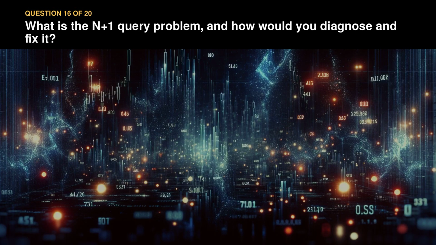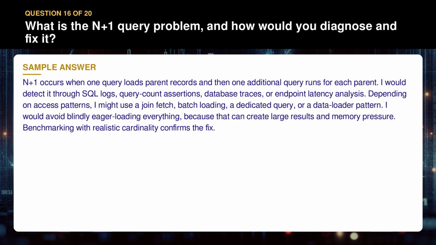Question 16. What is the N+1 query problem, and how would you diagnose and fix it? N+1 occurs when one query loads parent records and then one additional query runs for each parent. I would detect it through SQL logs, query count assertions, database traces, or endpoint latency analysis. Depending on access patterns, I might use a join fetch, batch loading, a dedicated query, or a data loader pattern.